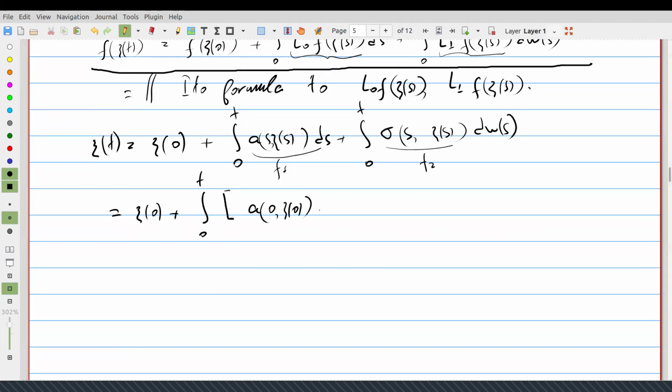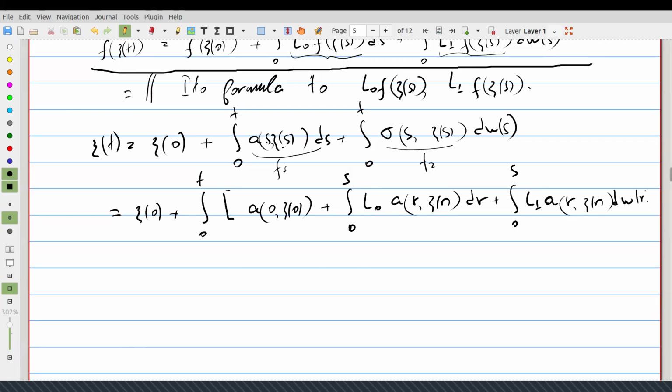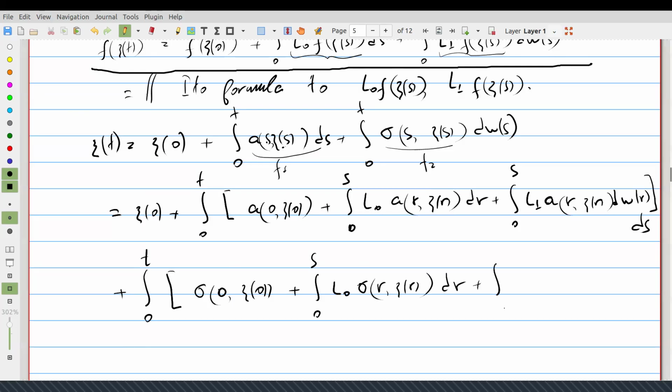a(0) ψ(0) plus integral from 0 to s, because here s stands as L0 a(r) ψ(r) dr plus the stochastic part L1 a(r) ψ(r) dW_r, ds, plus here we have σ(0) ψ(0) plus integral from 0 to s L0 σ(r) ψ(r) dr plus integral from 0 to s L1 σ(r) ψ(r) dW_r, dW_s.